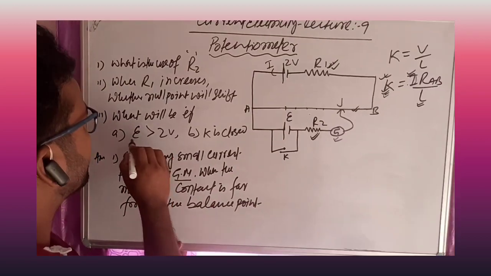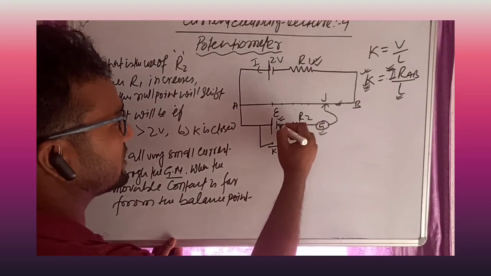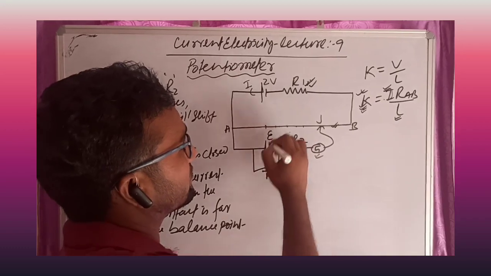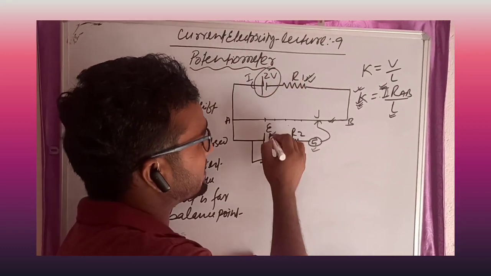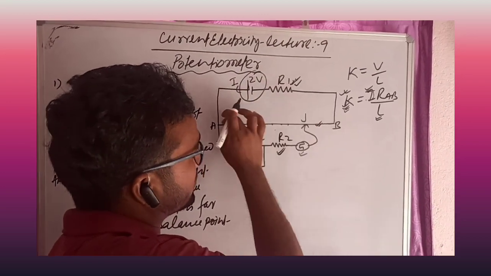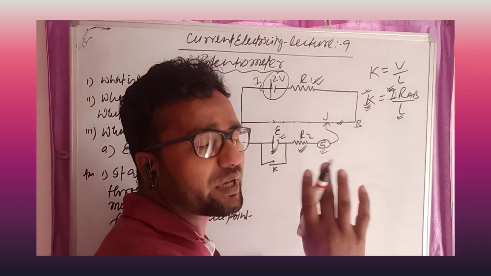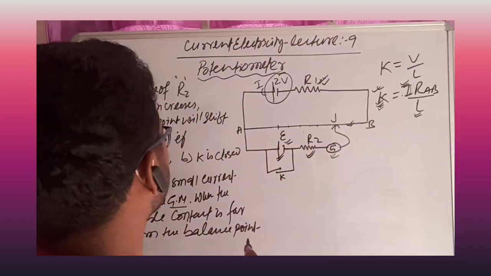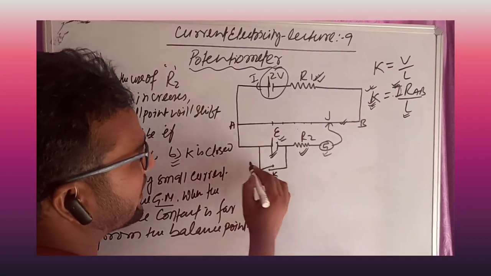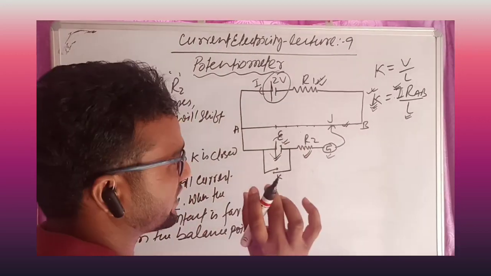Here, what will be the effect on the null point when the EMF of this secondary cell is greater than 2 volt? Then in this case, the EMF of the driving cell will be less than this one. So the potential drop across this length will be less than this. So in this case, we cannot obtain the null point. There will be no null point in this case. Now in part B, when K is closed, then this cell will be short circuited. Okay?